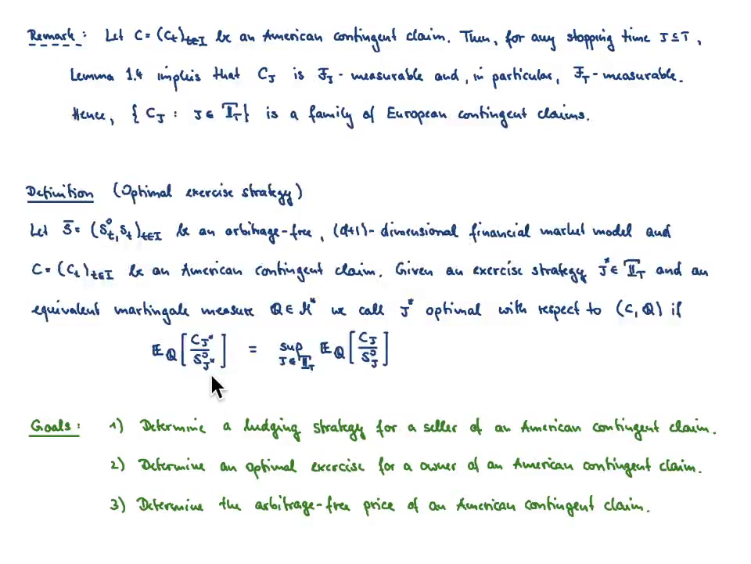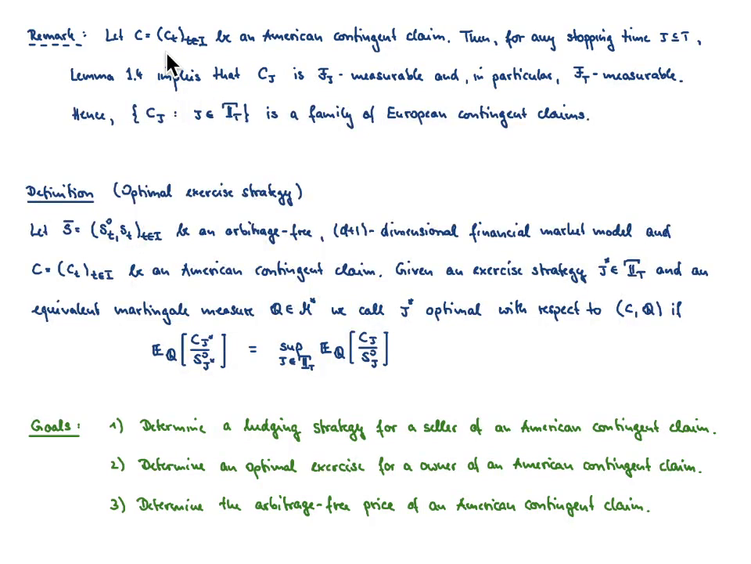I have explained to you that you can view an American contingent claim always as a generalization of the concept of a European contingent claim. So, can we also view exercised American contingent claims in that way? This I would like to address in that remark now.